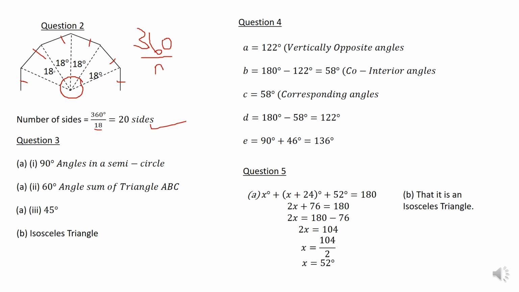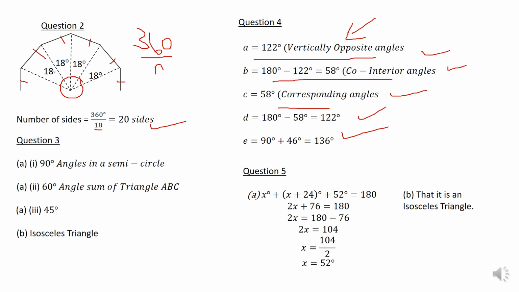Question 4, this is also part of the work that I gave you today that I said you must write down. Vertically opposite angles, co-interior angles, corresponding angles. I hope that you can go through this so that you can see it's in the 300 and something, 362, 367, 370 in your book there.